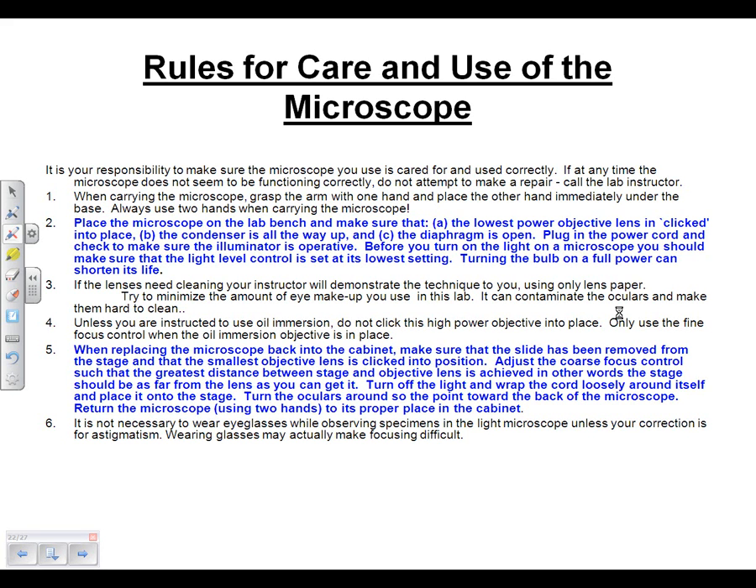But as a reminder, like I just said, the thing you want to do is always start on the lowest power objective. And the reason for that is that's the one that's most easily focused, especially if you haven't practiced very much. So learn to focus with the low power objective in place. You want to have the condenser most of the way up and the diaphragm open, and use the diaphragm as much as you can to adjust the light as opposed to adjusting the light level with the power switch.